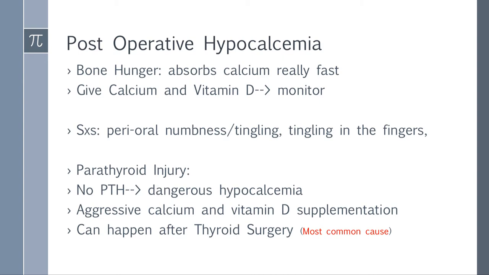Or you could also cause parathyroid injury, right? So it's caused dangerous hypocalcemia. Same idea, calcium and vitamin D supplementation. And this can also happen after thyroid surgery, and it's a very high yield thing to understand that it is the most common complication of a thyroid surgery. So you will most likely see this parathyroid injury, perioral numbness and tingling, and hypocalcemia after thyroid surgery. And we'll discuss in our next lecture about thyroids.